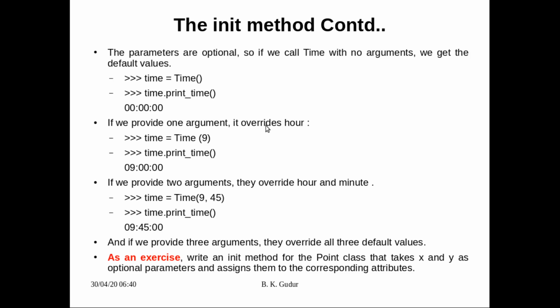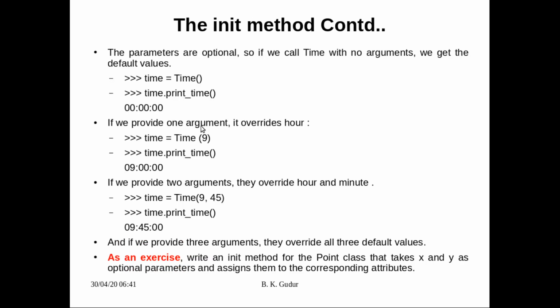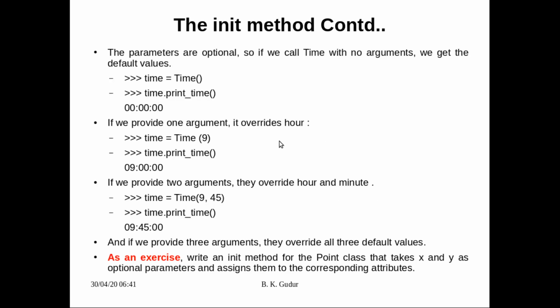Like here, if we write Time(9), it will take 9 as the first parameter. Remember, actually the first parameter will be self, and the second one will be this 9. The object on which we are calling the method will be self here, and the 9 will be assigned to the hour attribute. Because of this, the time will be initialized to 9 hours, 0 minutes and 0 seconds.